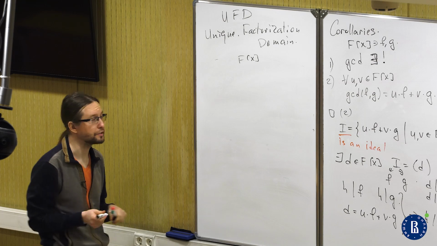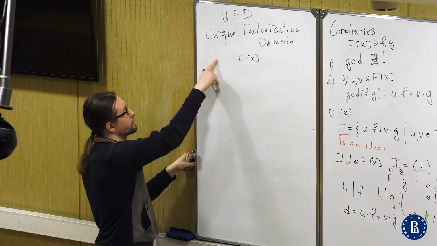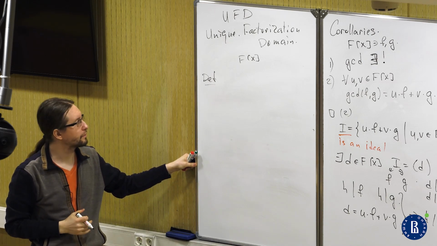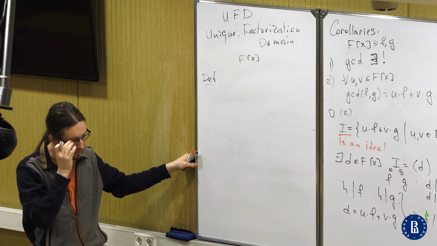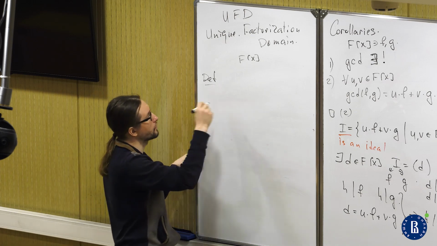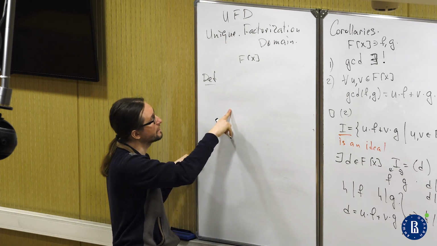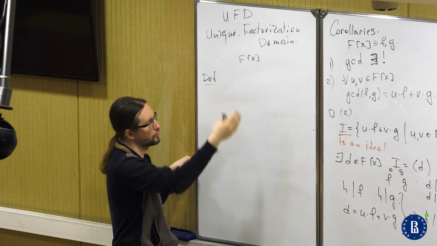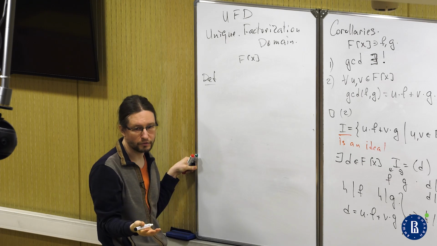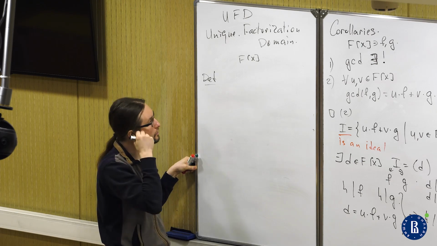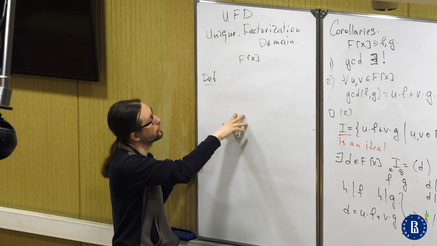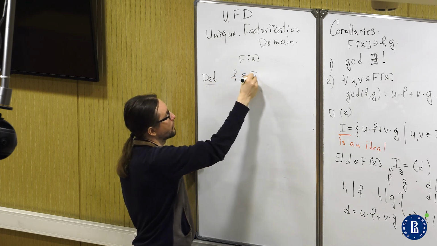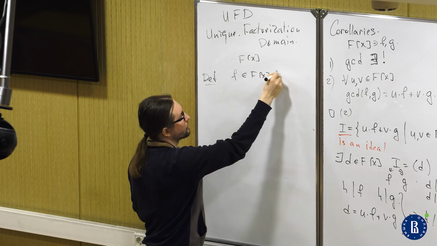So the same happens here. Let me start with the definition. First of all, we need to define something which is analogous to a prime number. We can split every polynomial into two categories. Every polynomial is either invertible or non-invertible. We don't discuss invertible polynomials here. So let's say f from F of x is not invertible.